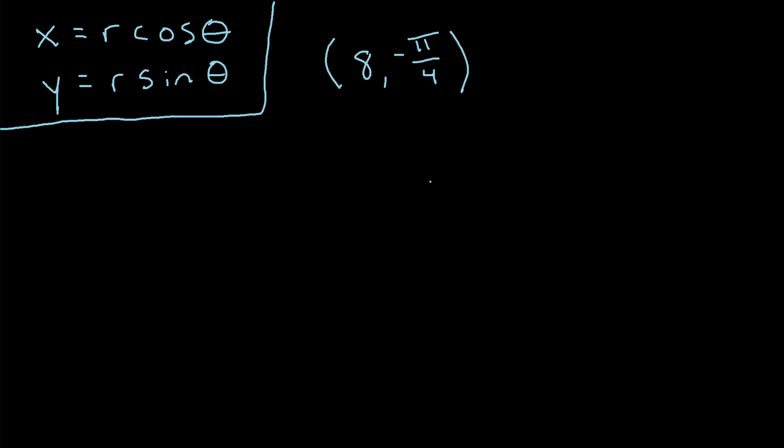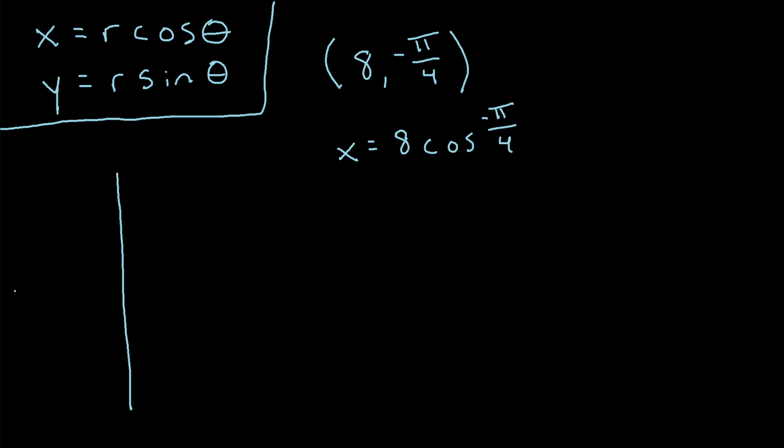Okay, let's try one more example. Let's say we're given the polar coordinates 8, comma, negative pi over 4. How can we write these in rectangular coordinates? So we'll start with the x. We'll say x is equal to r, which is 8, times the cosine of theta. In this case, theta is negative pi over 4. So what is the cosine of negative pi over 4?